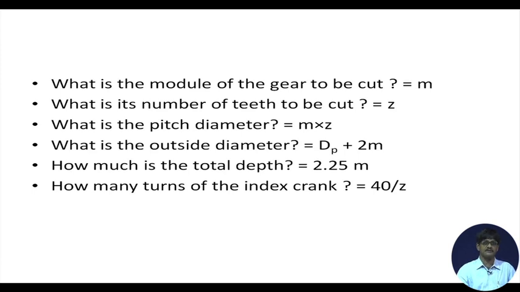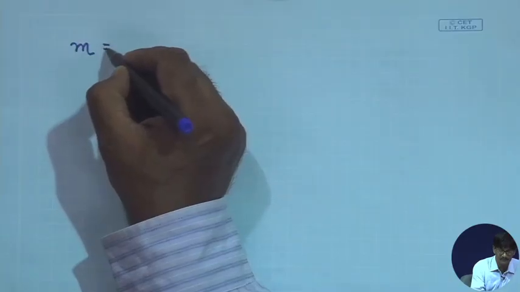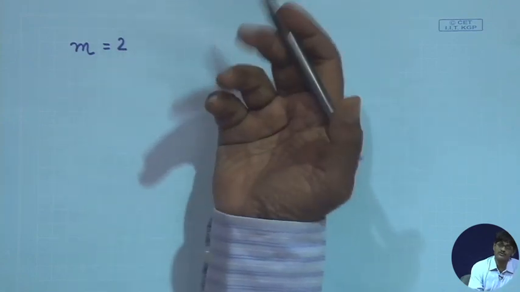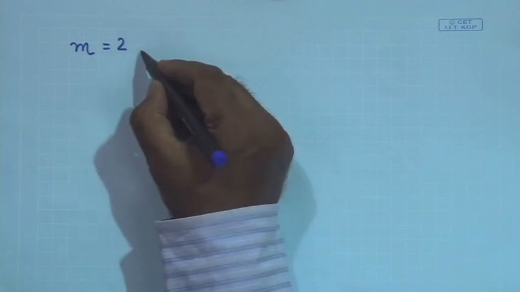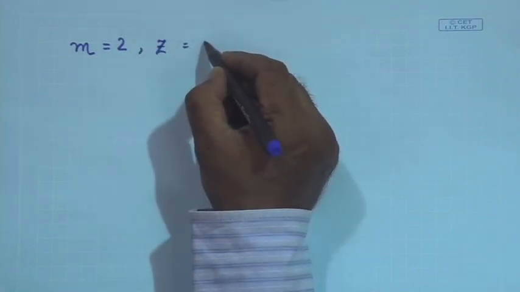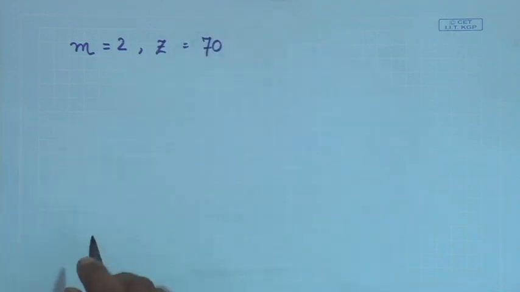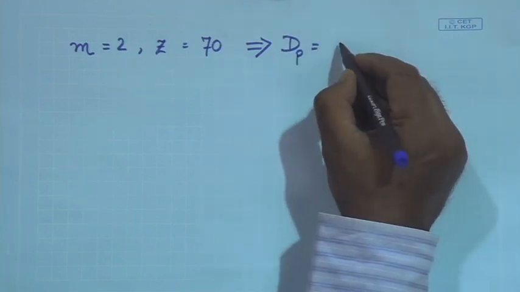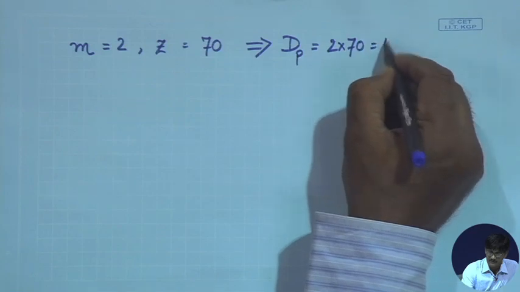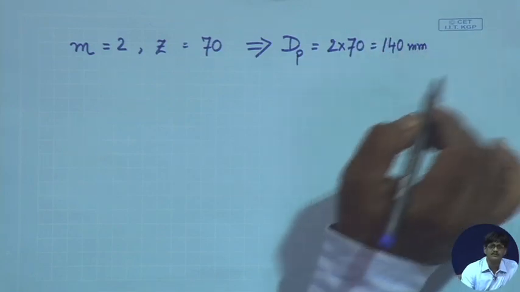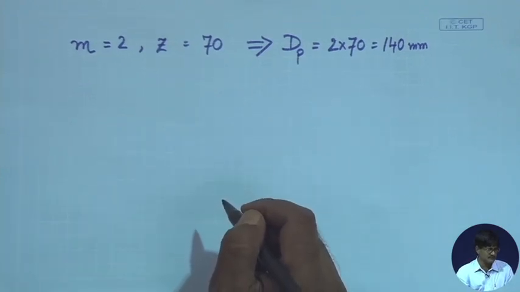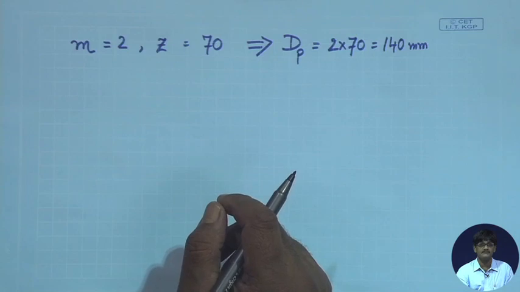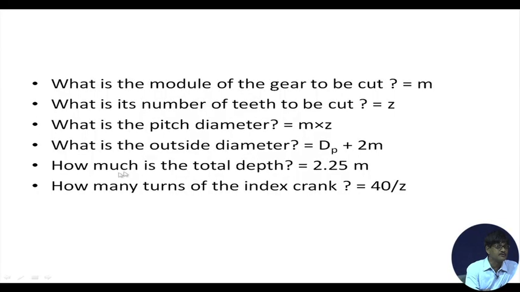What is the pitch diameter? Pitch diameter we can easily calculate as m into z, m being known. So, let us take a practical problem. M is equal to 2. M can also be 2.5, there is nothing wrong with that. Z is equal to say 70, and therefore, pitch diameter is equal to m into z, 2 into 70, which is 140 millimeters. These things are all known to you, nothing very different from what we have been talking about in the previous lectures.